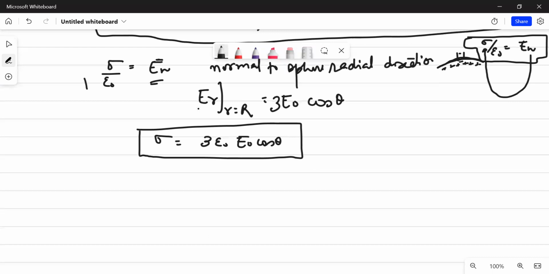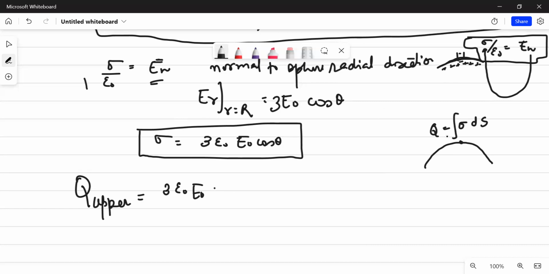What will be the charge? If I just want to find it on the upper side, since the overall total charge would be 0, whatever is on the upper side will be equal on the lower side. So on the upper side I can make a patch and find the total charge. Charge would be equal to sigma into dS. Is that clear?